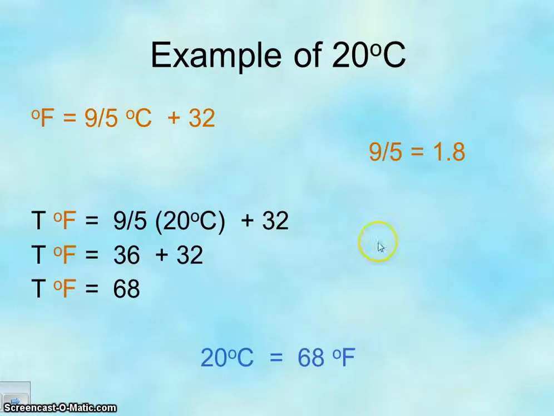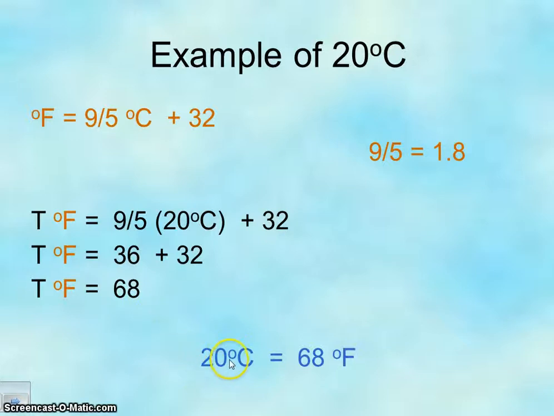Now, this is the one I was talking about before. 20 degrees Celsius is actually equal to room temperature. You might think that's surprising, but it is. We're going to take Celsius and use this equation right here. We put 20 in here and multiply it by 9/5, or if you don't like 9/5, we use 1.8. So 20 times 1.8 gives me 36. Add the 32, and I get 68 degrees Fahrenheit.